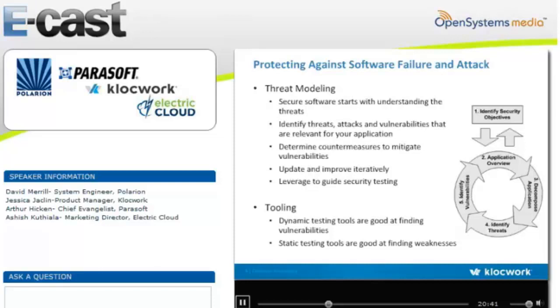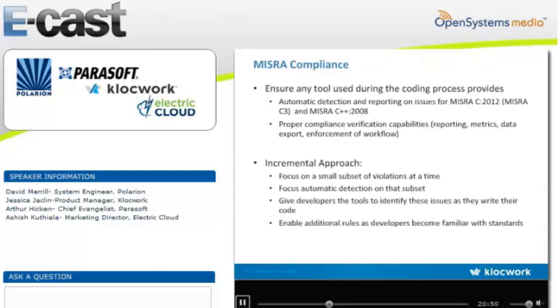One of the other things that we can do here is go for MISRA compliance. It's very important to make sure that you are compliant with MISRA, and MISRA C3 has just been released in March, and so at Clockwork we happen to be updating everything based on that. We want to make sure that whatever tool you use is using the latest standards and that they have proper compliance verification capabilities. So not only do you need to be able to have checks in here, but you also need to be able to report on it, use the metrics, export that data, and enforce the workflow as well.